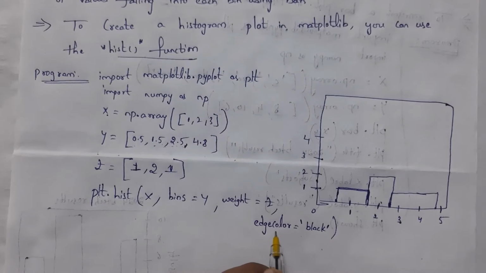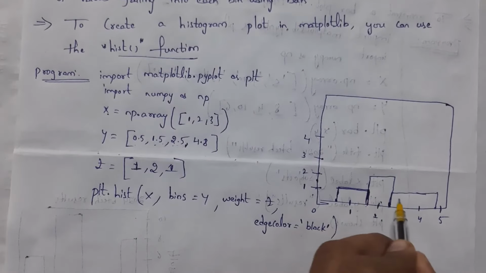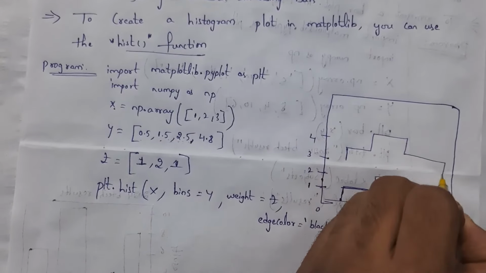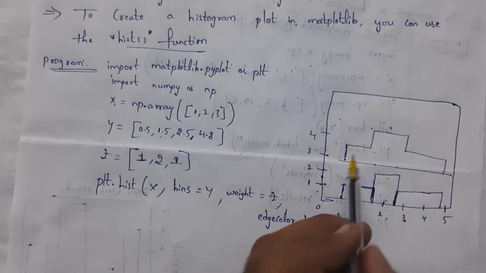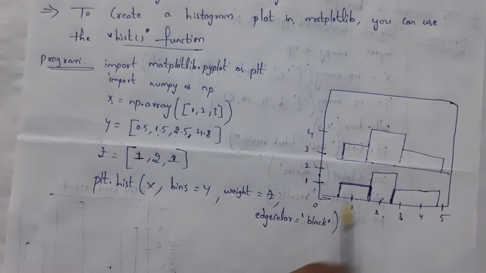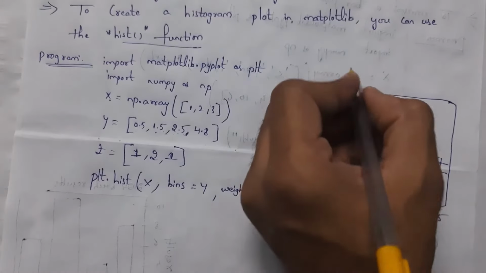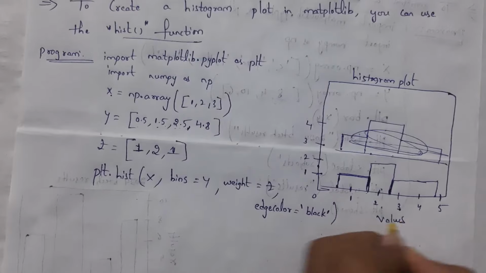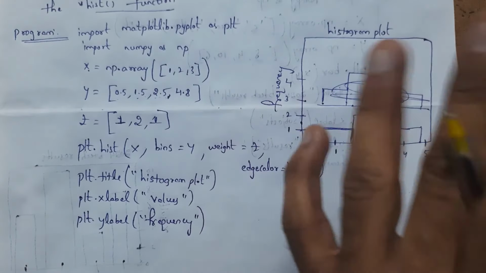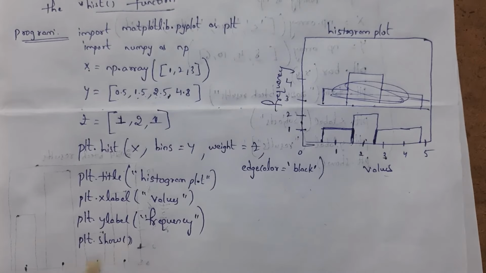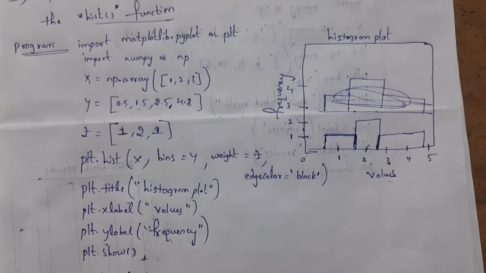Guys, this edge color is not mandatory. For example, if you don't write edge color equal to black, it will not represent black color. So directly it will draw plot like this. Like this. But if you want to represent each bar in black color, you can use edge color equal to black. And I want to give this title as histogram plot, x label as values and y label as frequency. And in order to see this output, you need to use show method. Write here plt dot show. Show is a function, so take brackets. This is a simple program for histogram plot.